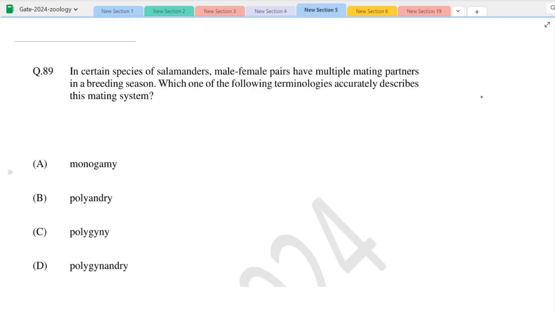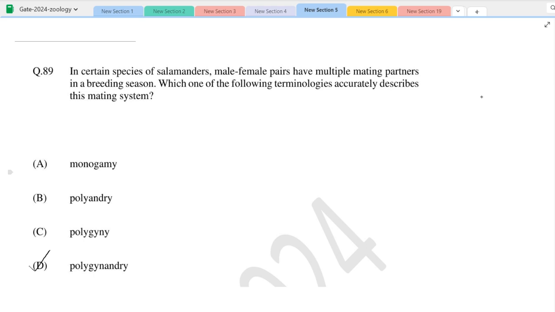In certain species of salamanders, male-female pairs have multiple mating partners in a breeding season. Which one of the following terminologies accurately describes this mating system? So the correct answer here is polygynandry. So here it means that both the male and the females will have multiple partners. So the correct answer here is polygynandry.